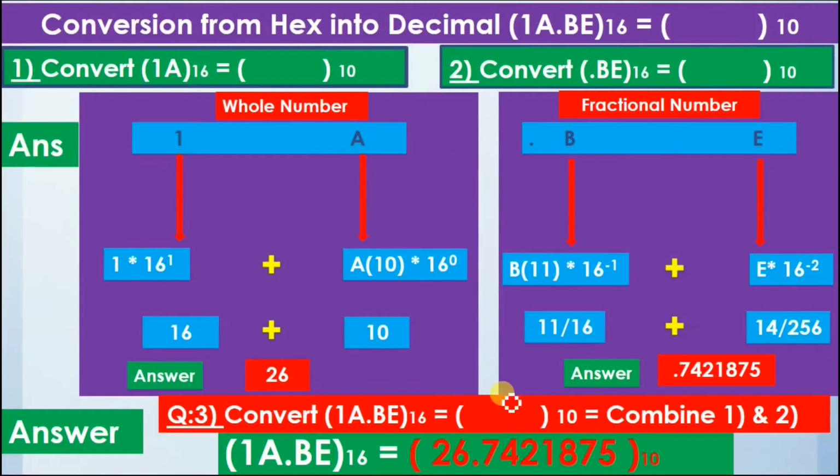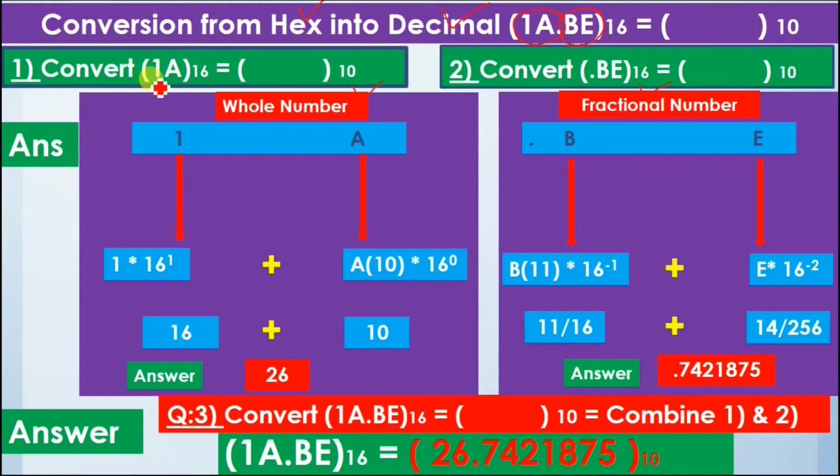Next, we move to the solution of question number 5. In question number 5, we have to convert a hexadecimal number into decimal. The number is 1A.BE, and again we will solve this part using the whole number procedure and this fractional part using the fractional number procedure.